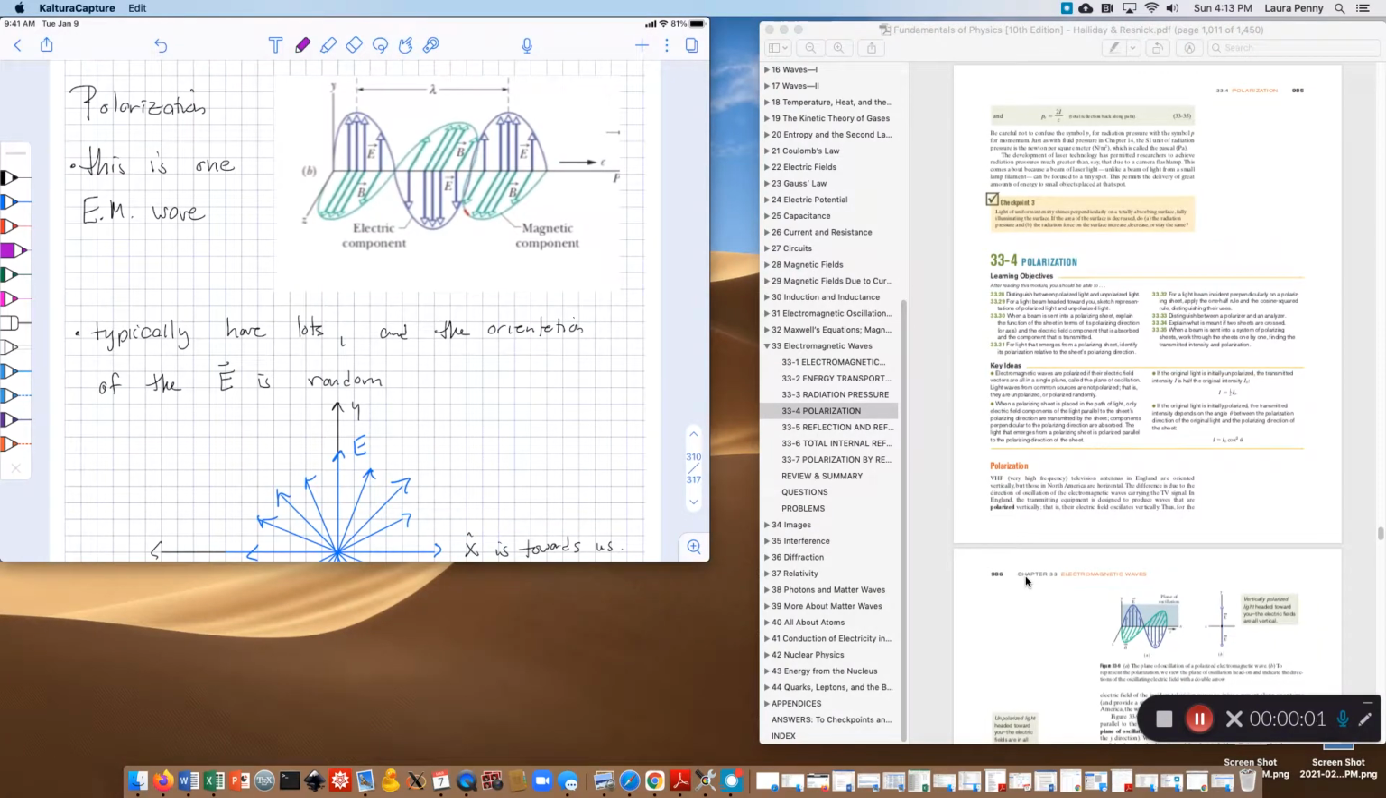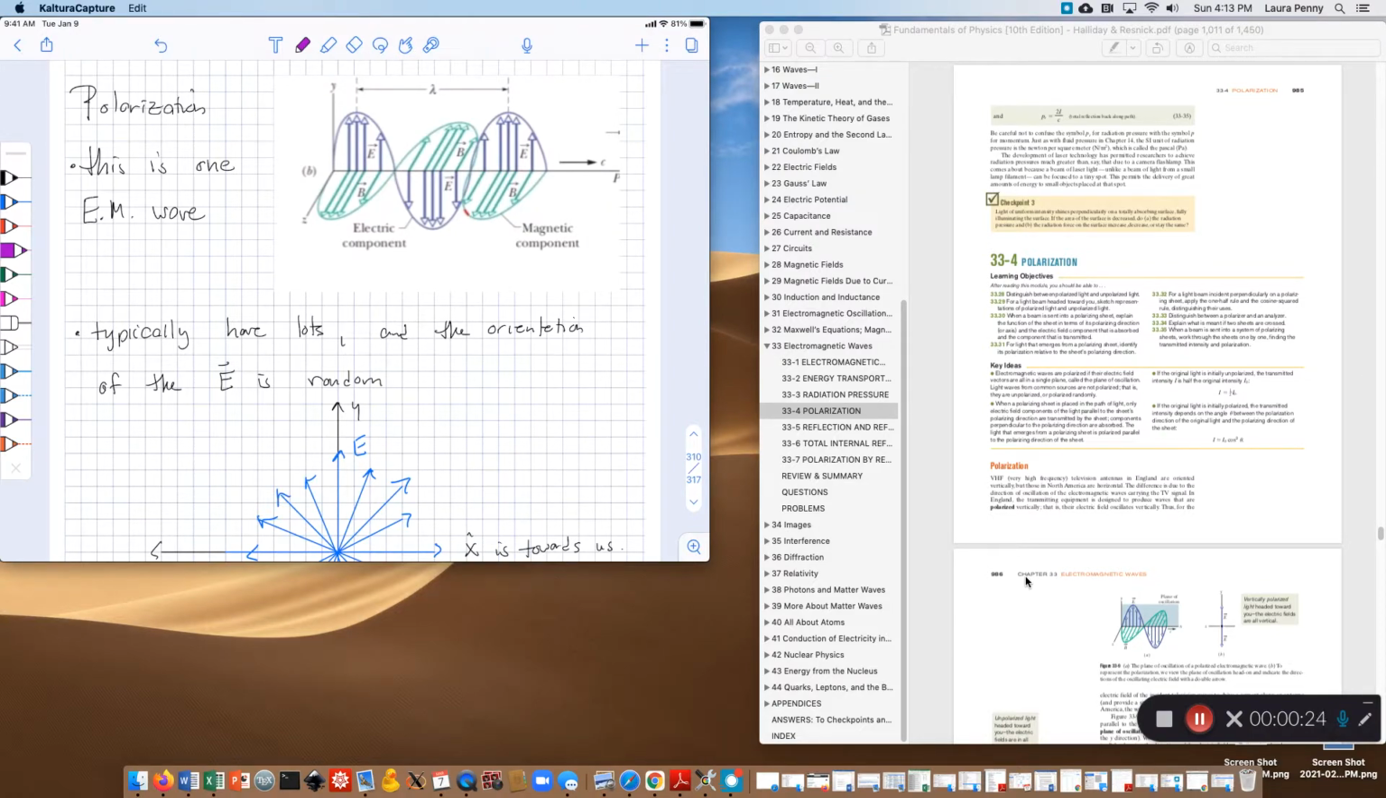All right, so the next topic in chapter 33 is polarization. Looking back at our electromagnetic wave, this is just one wave, right? It's just one wave from one object moving up and down. But typically there's lots and lots of particles and they're all moving around and they're all sending out electromagnetic waves.